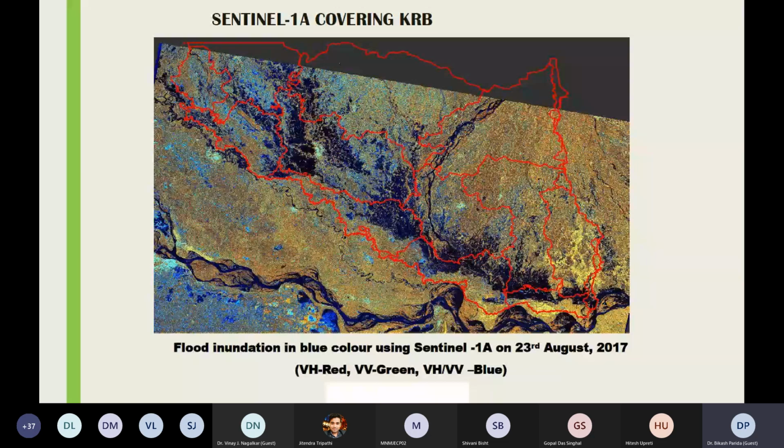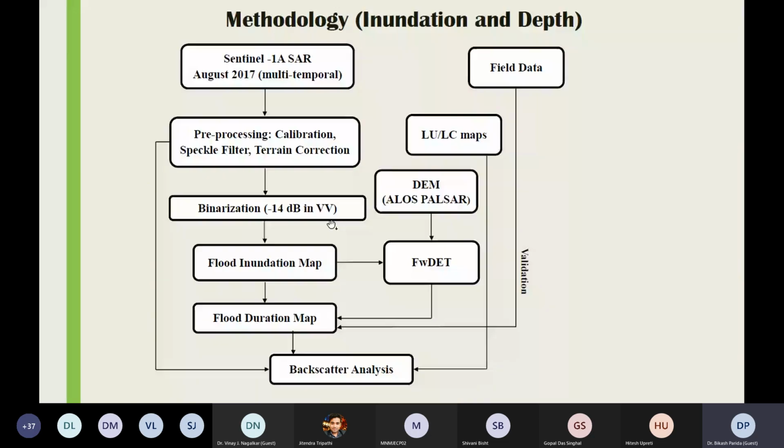To calculate the flood water depth, we first need the inundation map as the input dataset. If you do not have an inundation map, then you cannot get the depth during the flood. That part we cannot calculate. So first we need to calculate the inundation part. The method is over here. We have used the VV polarization, as I told just now, that VV is mostly very effective for flood studies.